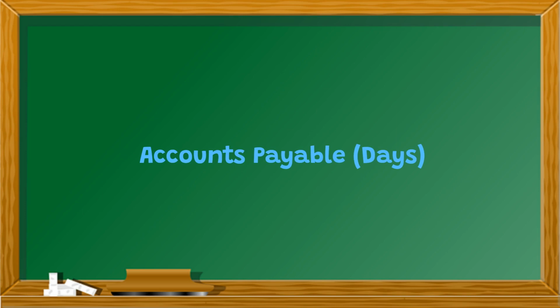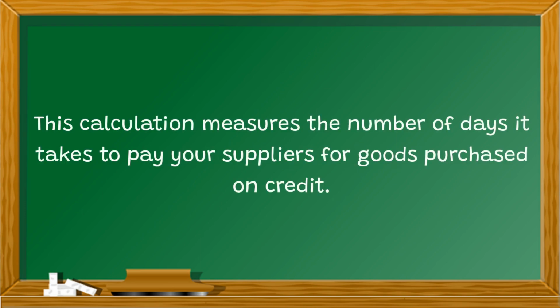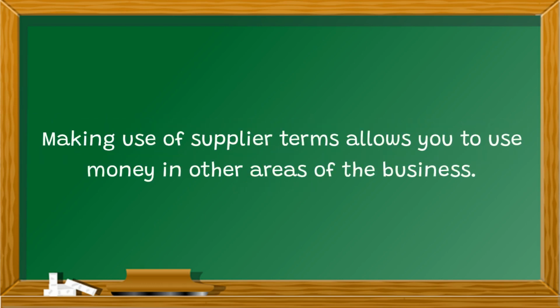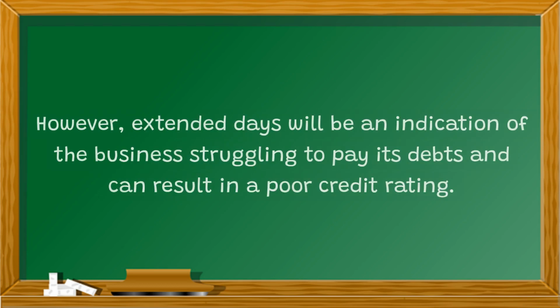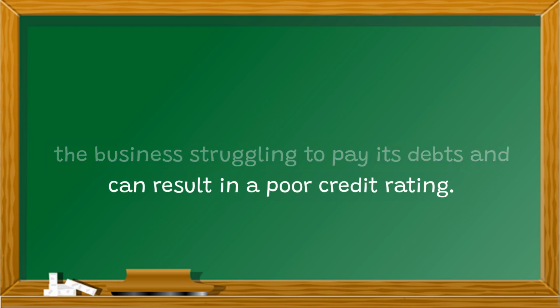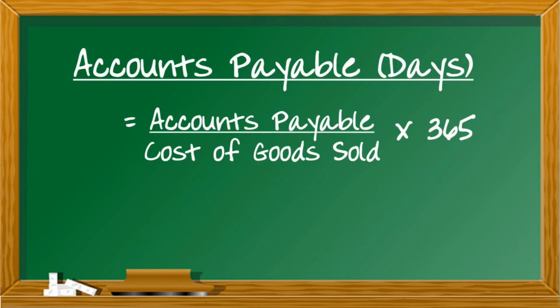Accounts payable days. This calculation measures the number of days it takes to pay your suppliers for goods purchased on credit. Making use of supplier terms allows you to use money in other areas of the business. However, a higher number of days will be an indication of the business struggling to pay its debts and can result in a poor credit rating. The number of accounts payable days equals accounts payable divided by cost of goods sold multiplied by 365.